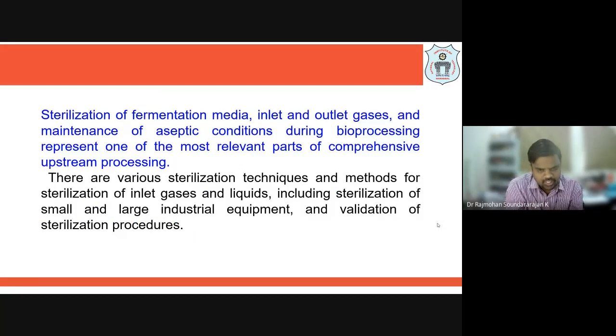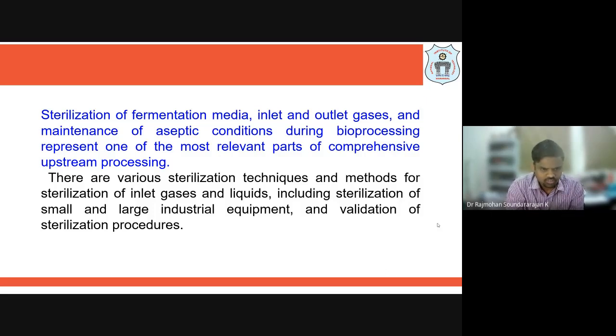Sterilization of the fermentation media has to be done. Sterilization of the inlet gas has to be done. Sterilization of the outlet gas has to be done. And also we have to maintain sterile conditions during the bioprocessing, and it is one of the most important and comprehensive parts of upstream processing. In the biochemical industry, as I told you, we have upstream processing and downstream processing. Downstream processing is once the product is formed from the fermentation part, how we separate and isolate it, which comes under downstream processing. With respect to upstream processing, we have to ensure that sterile conditions prevail all around.